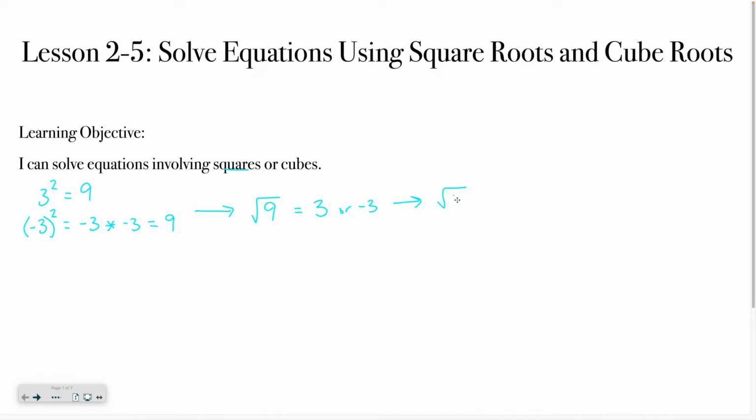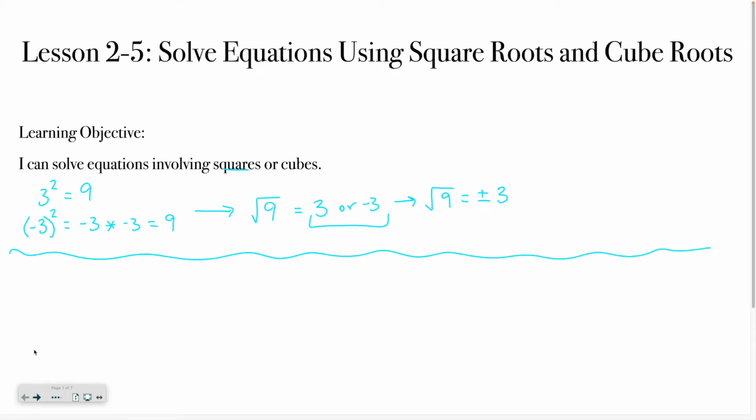I'm going to introduce a new mathematical symbol, because I know you guys don't like writing things out. So instead of saying 3 or negative 3, a faster way to write this is you can do a plus minus, which means positive or negative 3. Okay, and you're going to see me use this notation today. That's why I wanted to make sure to introduce it to you.